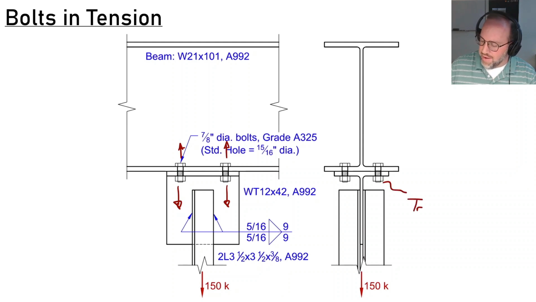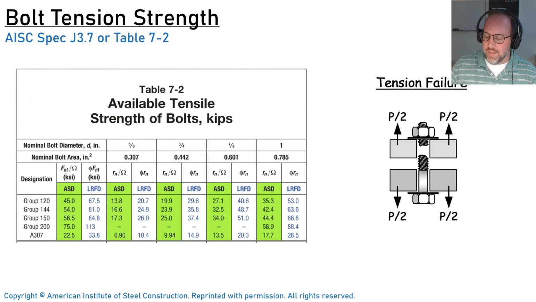Now, there's 150 kips pulling down on this thing, which means all my bolts are in tension, and the tension demand is going to be 37.5 kips per bolt. So to evaluate my capacity in tension, I'm going to go to table 7-2 in the steel manual.